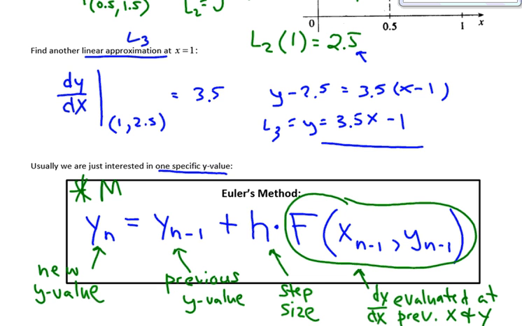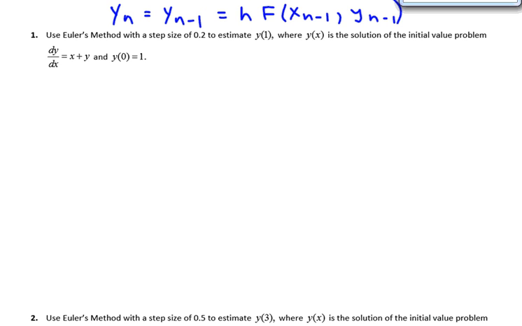And this is something that you're going to have to memorize, but it's actually really not that bad. So now we're going to do two examples of applying Euler's method. Okay, so looking at this example, you see that I've written Euler's method up at the top, so I can follow that through here.